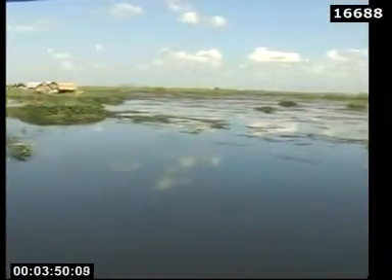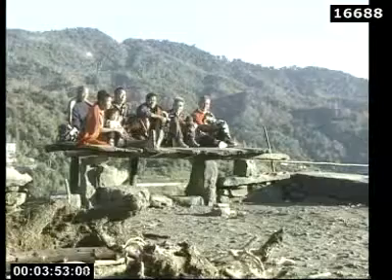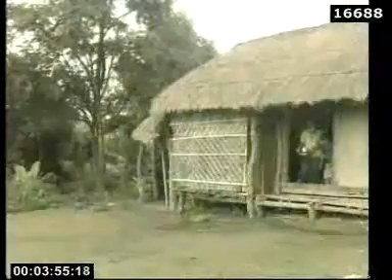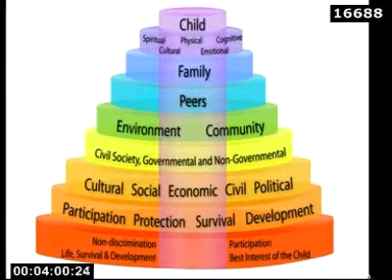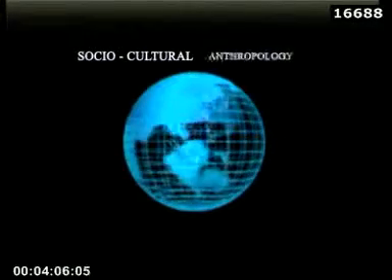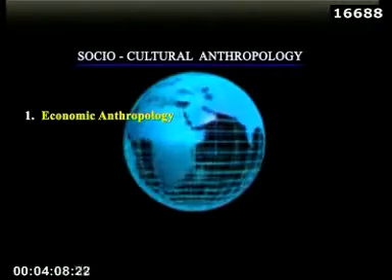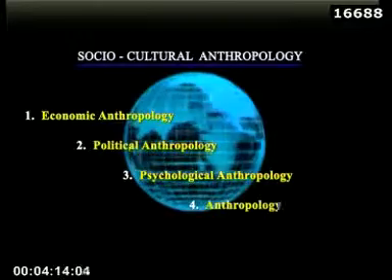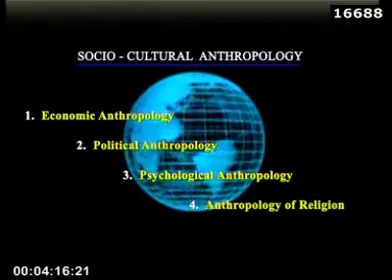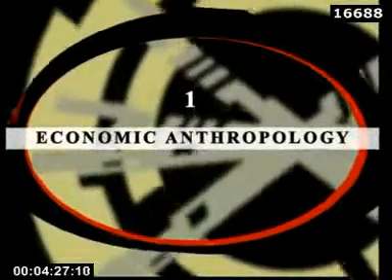People's lives have several dimensions, and the attempt to study each one in detail has resulted in the origin and growth of several sub-branches from the elementary branch of socio-cultural anthropology, such as economic anthropology, political anthropology, psychological anthropology, anthropology of religion, and so on. However, only a few sub-branches which are of major interest will be discussed here. Let's first talk about economic anthropology.